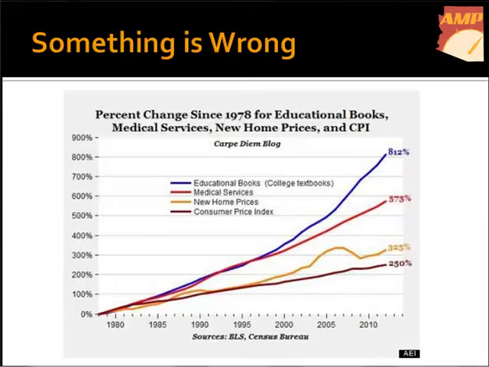First off, what I'd like you to do is take a look at the following chart. I think you'll notice very quickly that something is wrong. The cost of educational books has outpriced medical services, new home prices, and even just the Consumer Price Index over the last 20 years or so.